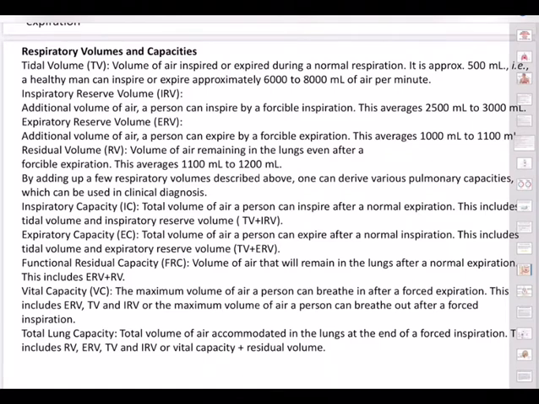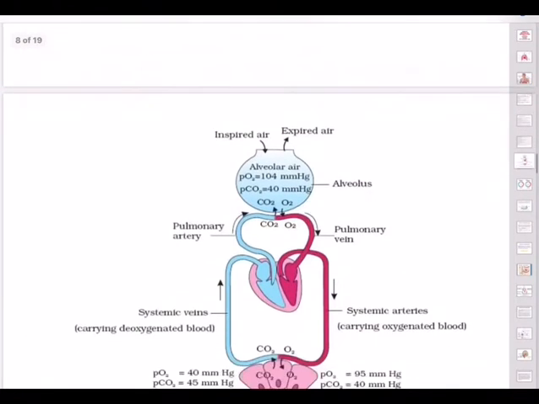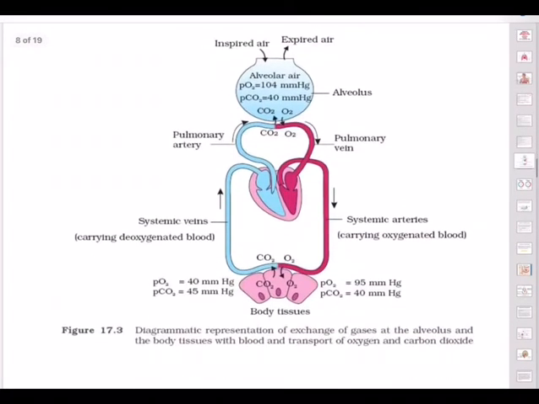So some problems related to this, mathematical problems, I will post in our group. You solve it and post the answers back. Then only I can understand that you have understood these tidal volumes.